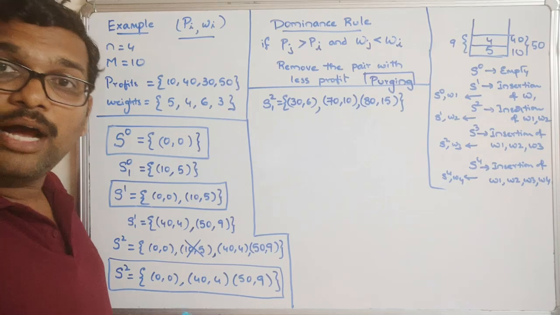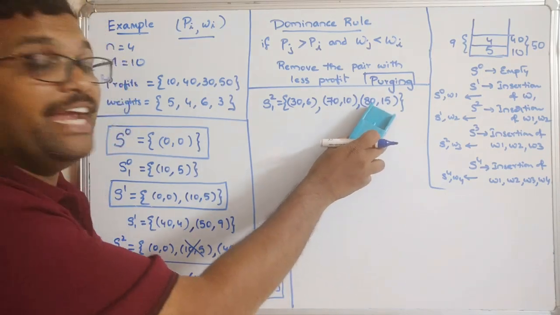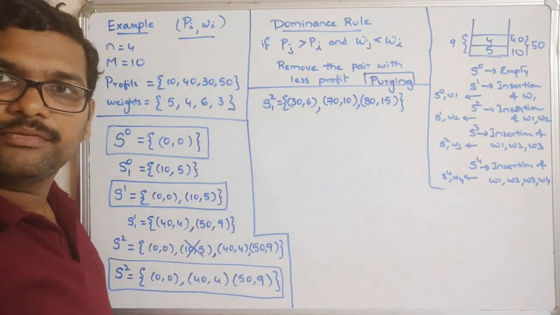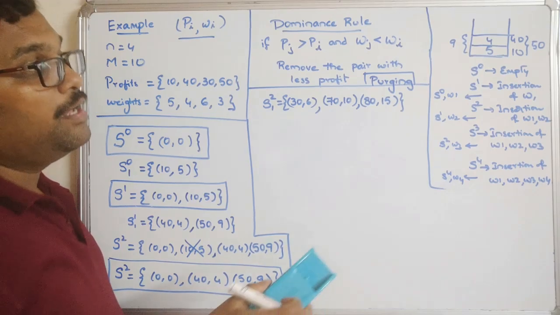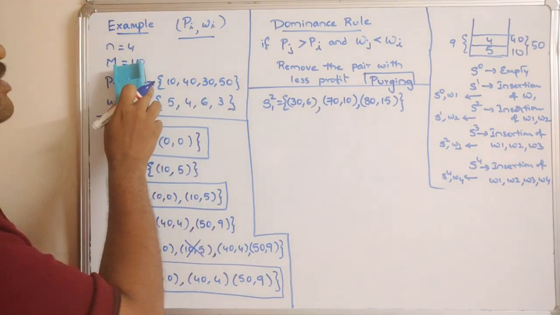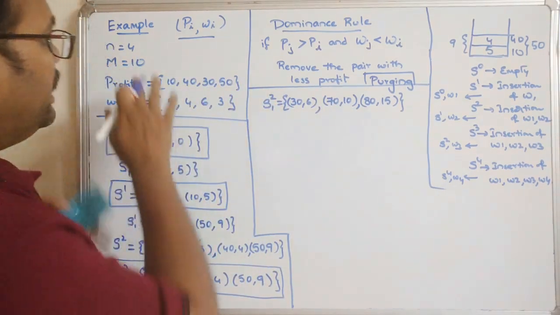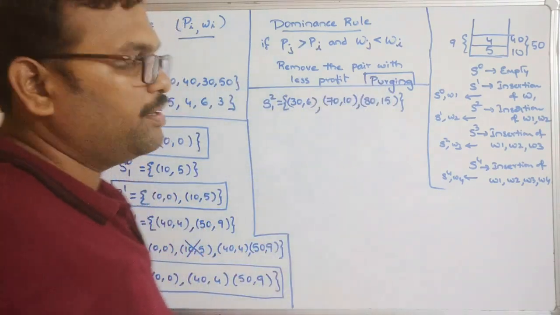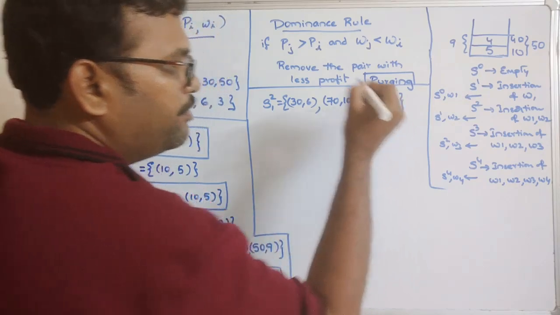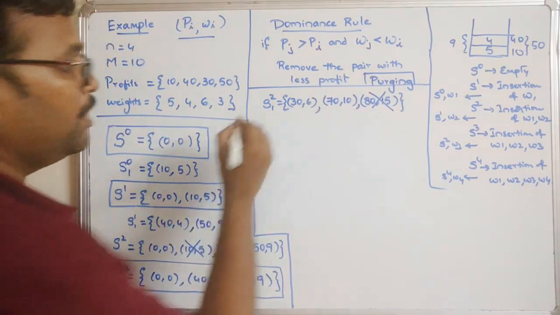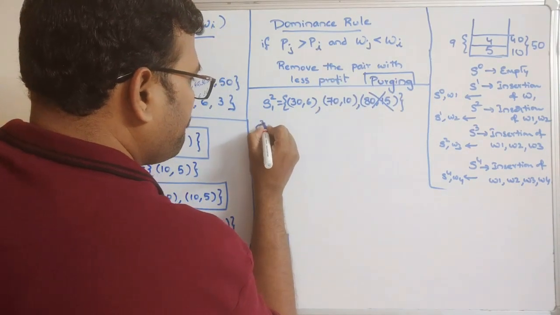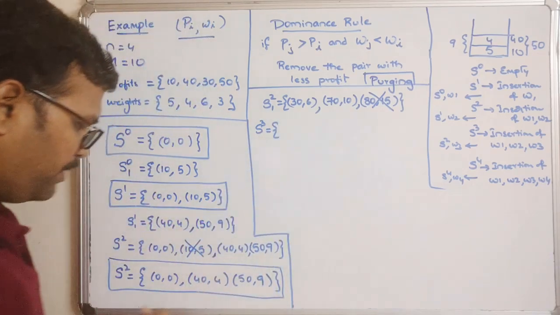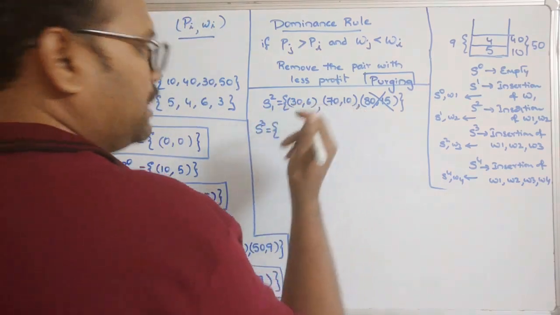Now you observe the profit is 80 if the weight is 15. That's good, but the maximum weight here is only 10. So in the 10 capacity bag we can't insert the 15 weight. So this is also invalid, so we need to remove that one. Now S3 will be the combination of S2 and the insertion.